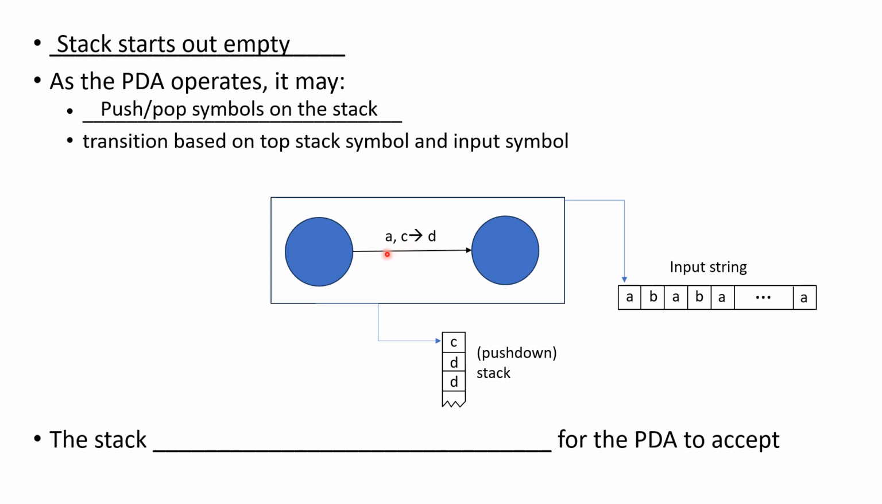So what this means is that we transition based on this input symbol, which in this case is A, and then I have C and then an arrow pointing to D. That means we're going to pop C off the stack and push D onto the stack. I do want to point out that the stack does not have to be empty for the PDA to accept.